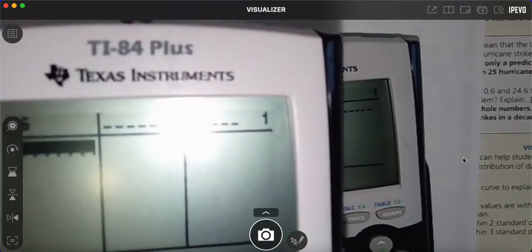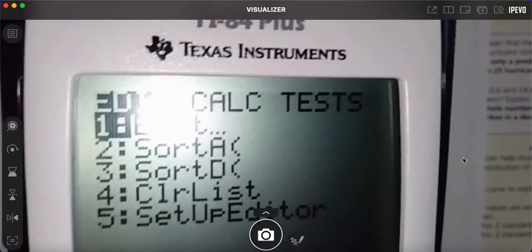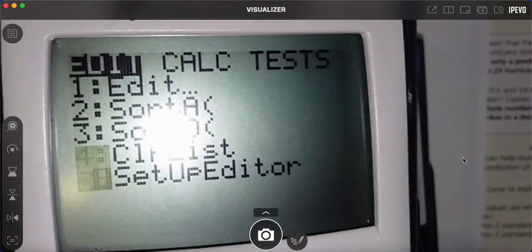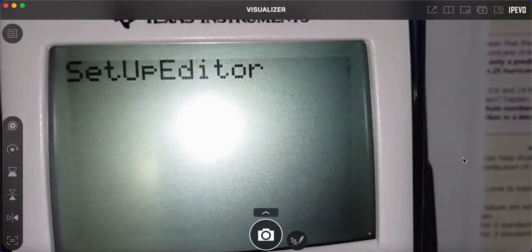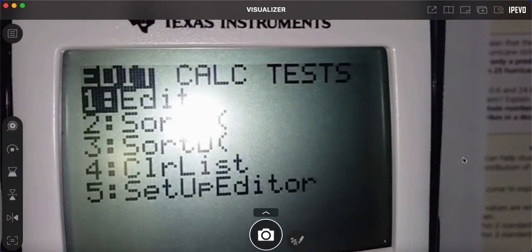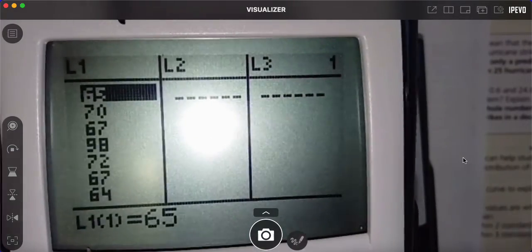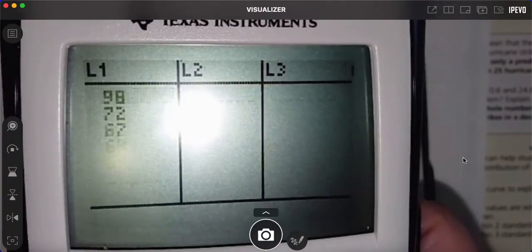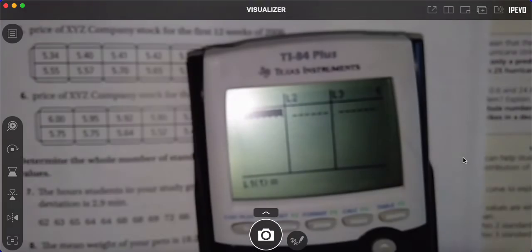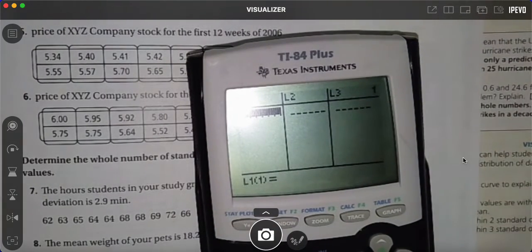Whenever you mess it up like that, you just press stat, go to setup editor. It takes it and restores it back to normal. Now when I go to edit, you'll just have to delete all those. You're welcome.